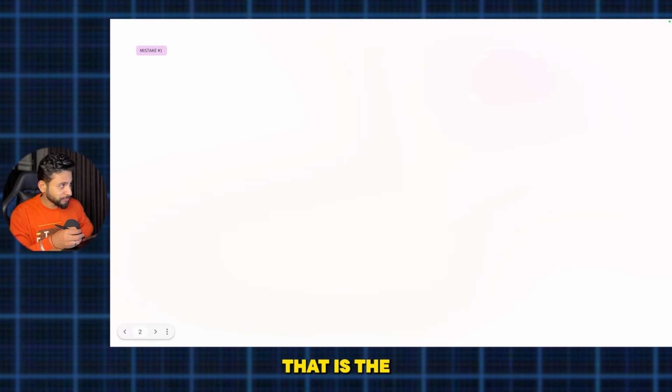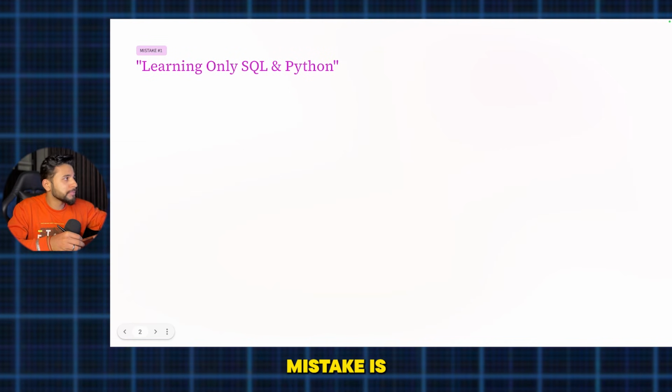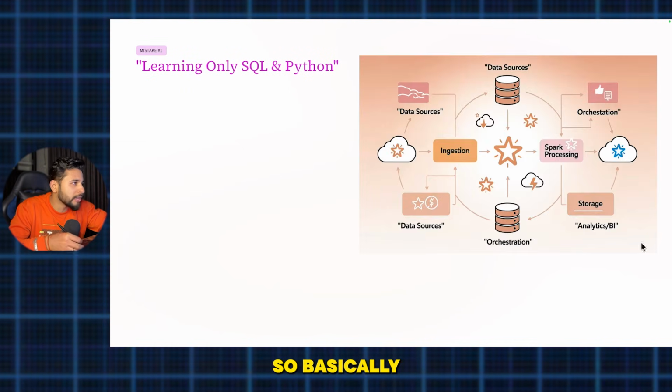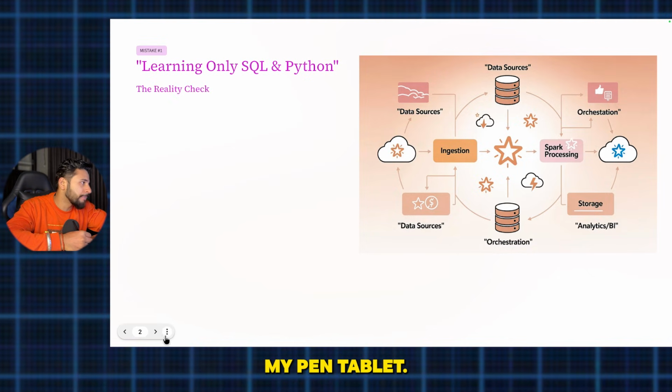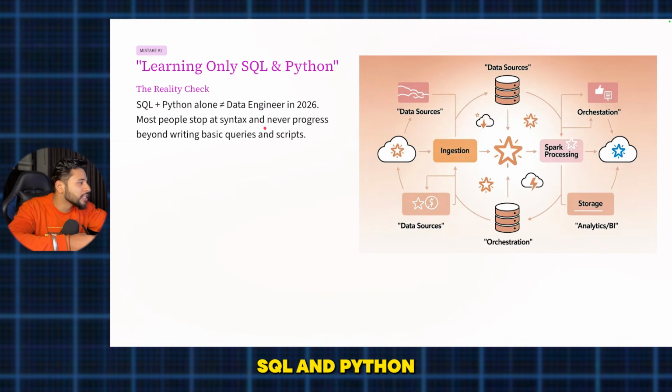The first mistake is that you are only learning SQL and Python. Whenever you talk about data engineering, let me start my pen tablet and give you a reality check. SQL and Python alone are never enough. People make this mistake, thinking that if they learn SQL and Python, everything is sorted.